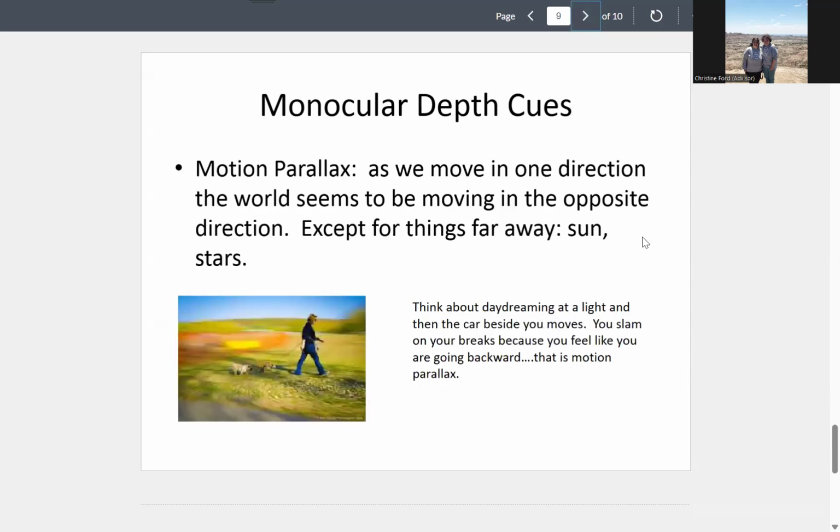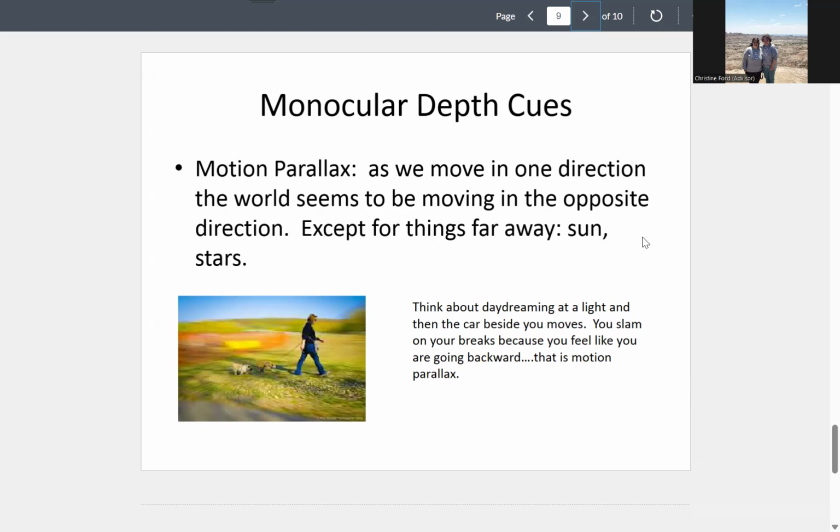And then the last one we're going to talk about is called motion parallax. In this one, as the world is moving in one direction, we tend to feel like we're moving in the opposite. The best way that I can describe this one is as you're driving a car and you're sitting at a turning light. If you're kind of daydreaming, and the cars beside you start to move, you're going to feel like you're moving backwards.